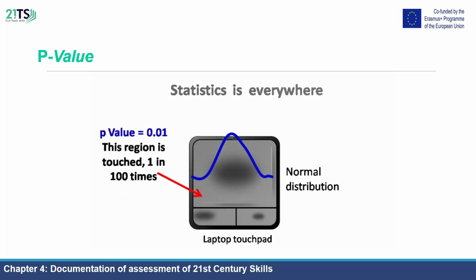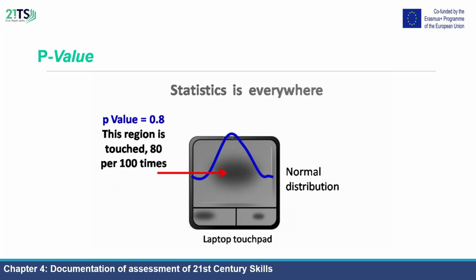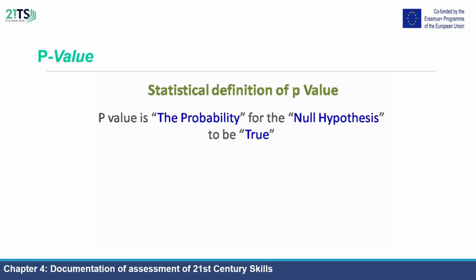Let's say p-value in this region is 0.01. This means I touch over here 1 in 100 times. Let's say the p-value in this region is 0.8. This means 80 out of 100 times I'm gonna touch in this region. Now if we see the statistical definition of p-value, p-value is the probability value for the null hypothesis to be true.